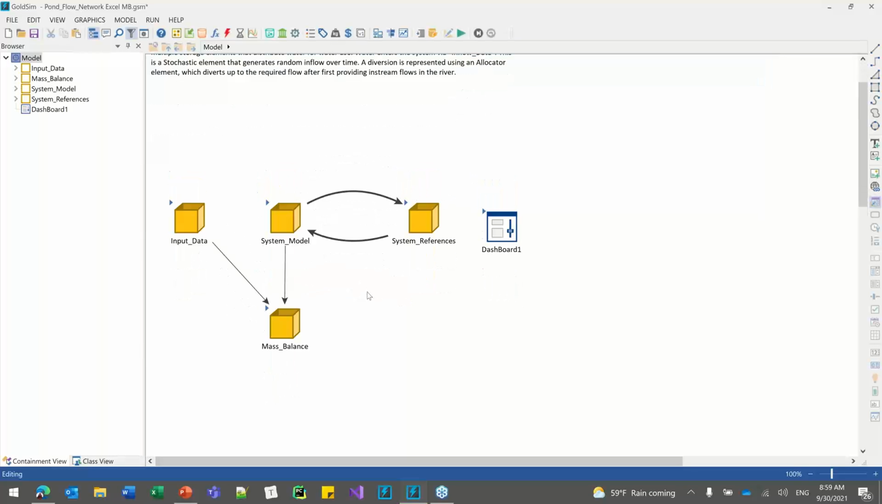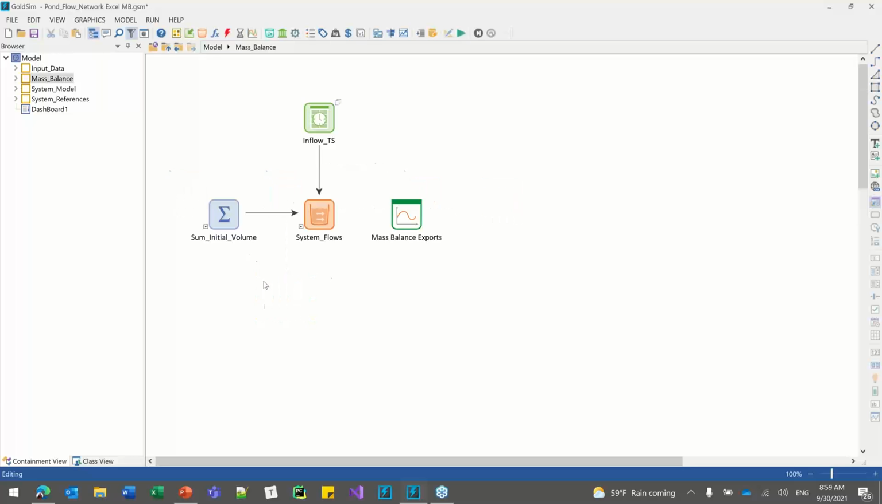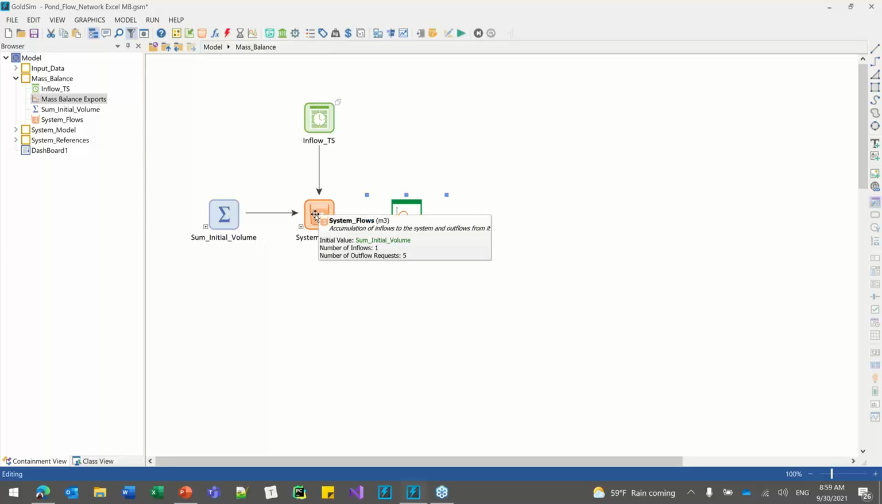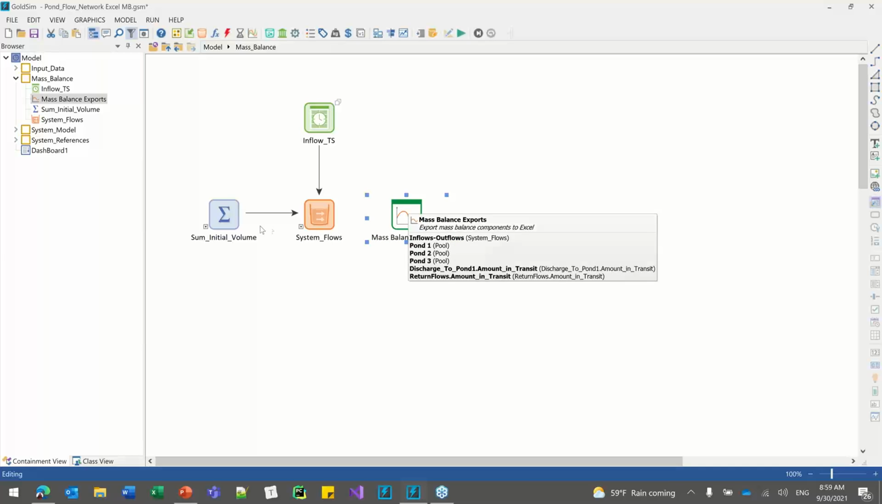So here's the same model, except the mass balance is really just this time history. It turns out that it's kind of easy to just sum up all of your initial volumes if you want. You don't have to do it that way, but you can also integrate all of your inflows and outflows if you want to make it a little bit easier. But you don't have to do any of that. You could just go ahead and reference all of your inflows and outflows.